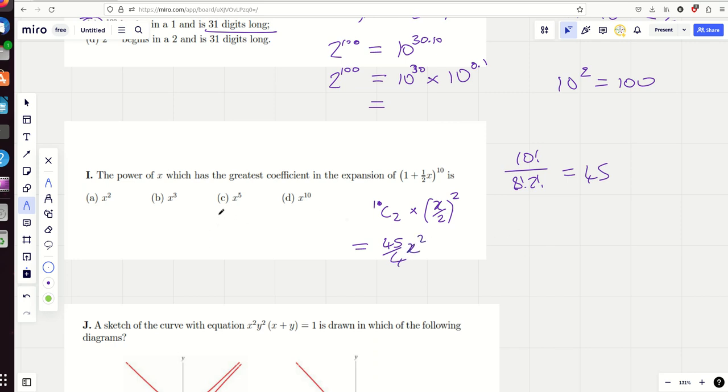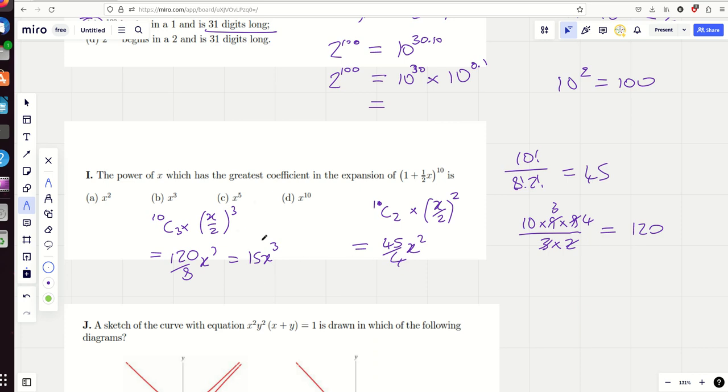And then we can just work through this and do the same thing for all the other ones. This is going to be 10 choose 3 multiplied by x over 2 cubed. Well, 10 choose 3 is 10 times 9 times 8 over 3 times 2. I've just cancelled the 7 factorial. Don't faff about doing these, you want to get slick with that. So that's 120. That's 120 over 8 x cubed, which is 15, isn't it? 15 times 8 is 120. So that one's winning so far.